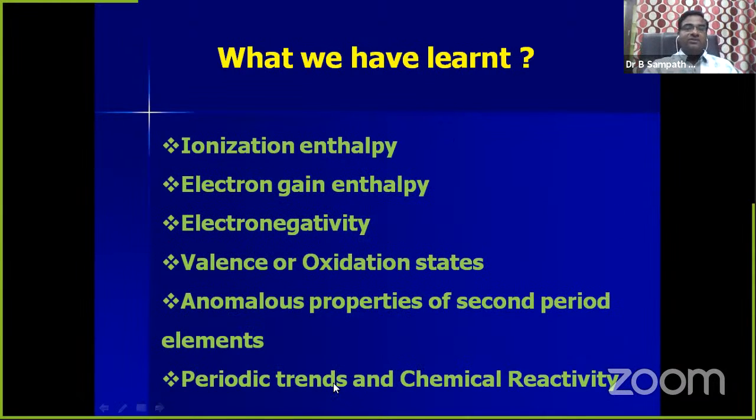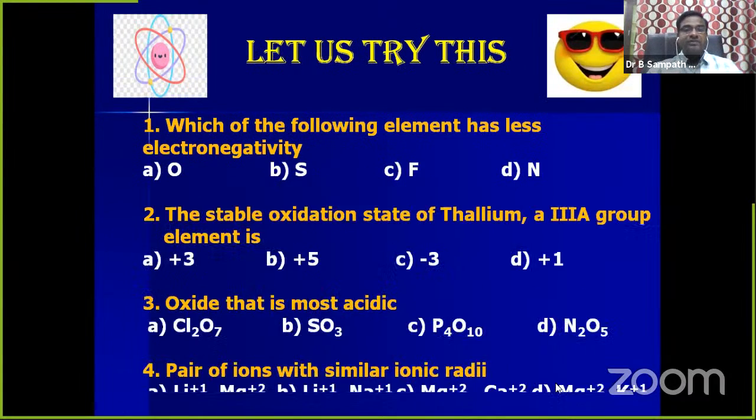So children, in this session so far what we have learned: ionization enthalpy, electron gain enthalpy, electronegativity, valency, oxidation states, anomalous properties of second period elements, periodic trends and chemical reactivity. So children, this is the task for you. I have given some multiple choice questions. Please listen to the video once again and try to solve these questions.